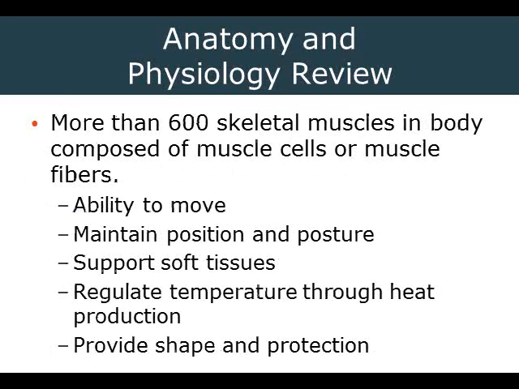The muscular system: we have over 600 skeletal muscles in our body, and they give us the ability to move, maintain our posture and position, support our soft tissue, and regulate our temperature through heat production. Remember, the more we're working, the more heat we're producing. They also provide us with certain shape and protection, not to mention that they work in conjunction with our skeletal system to protect the most vital of the organs, for example in the chest and in the abdomen.